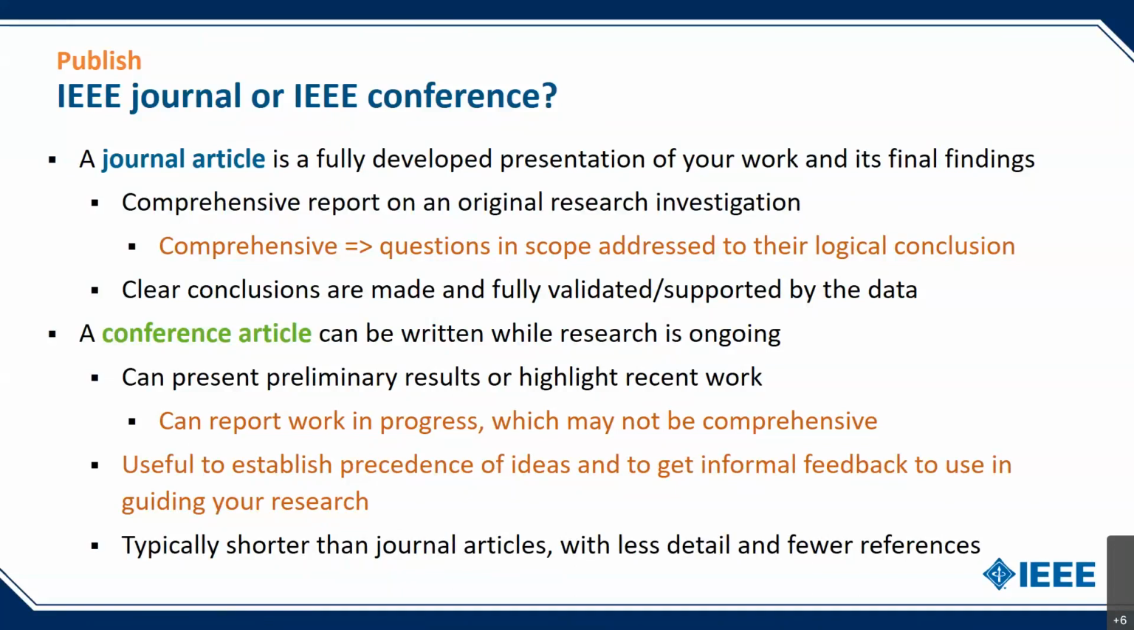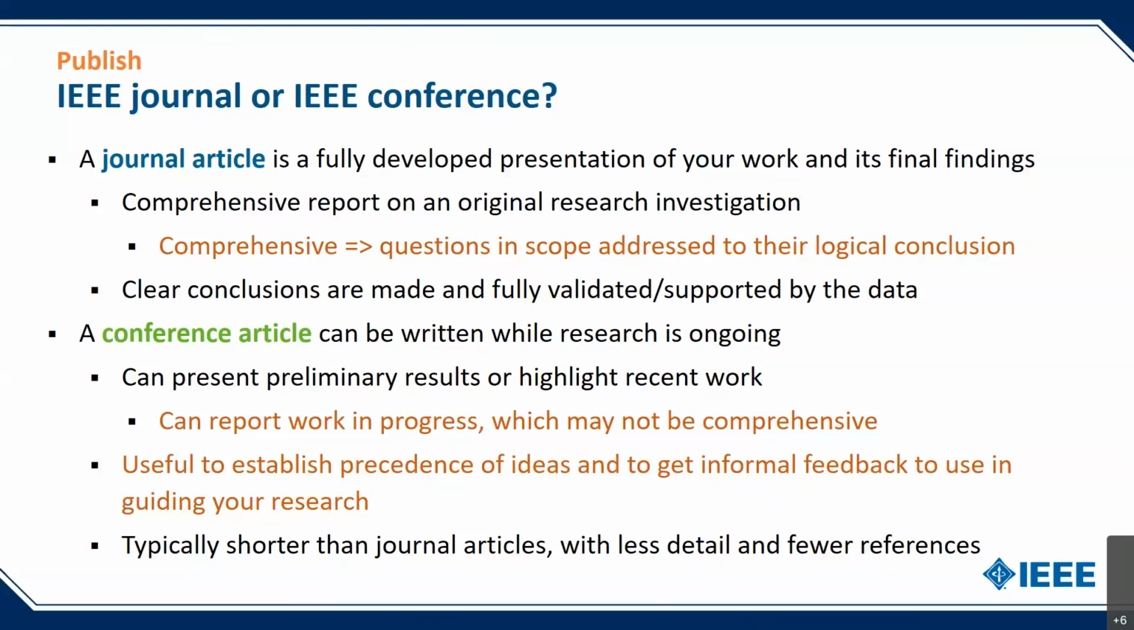A journal article is intended to be a comprehensive report on an original research investigation. What comprehensive means is that questions within the scope of the article have been addressed to their logical conclusion. You're taking all questions which logically lie within the scope of the article to their logical conclusion and have investigated all of them appropriately.